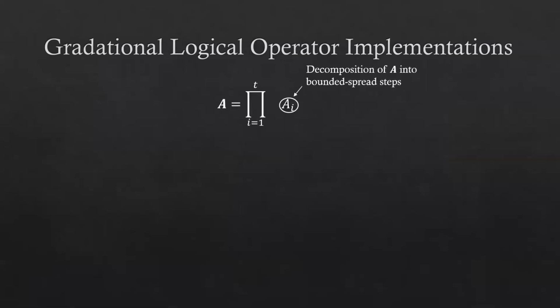The alternative approach that we note can be taken to circumvent our no-go result and realize a universal set of fault-tolerant gates is gradational logical operator implementations. These are based on the principle of taking a unitary implementation of a logical operator, for example, this A, and decomposing it into a sequence of banded spread steps. In general, this number of steps T will be unbounded in the code size, allowing us to realize an unbounded spread gate by a sequence of banded spread gates.